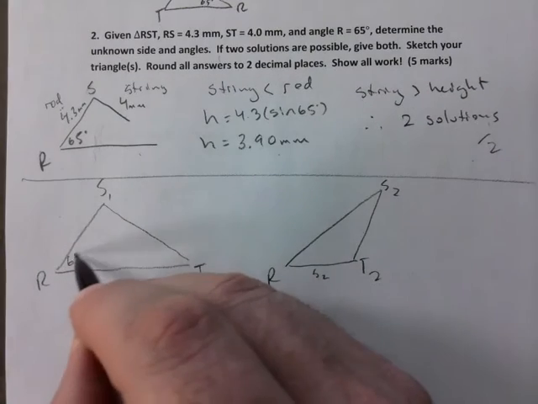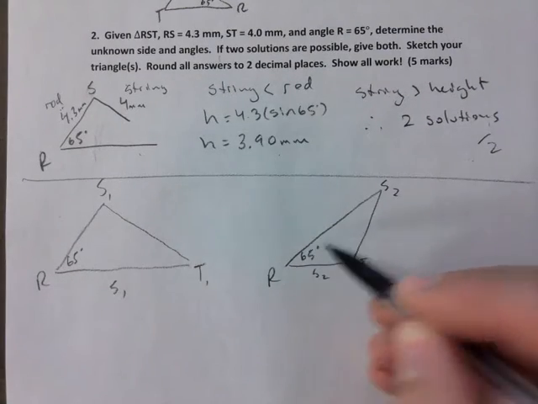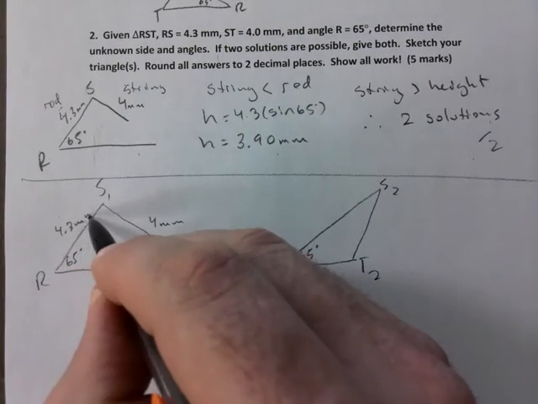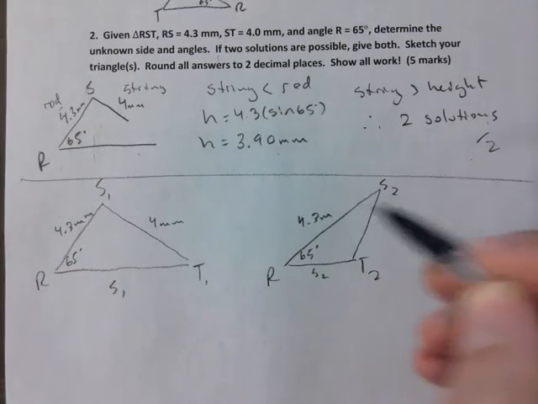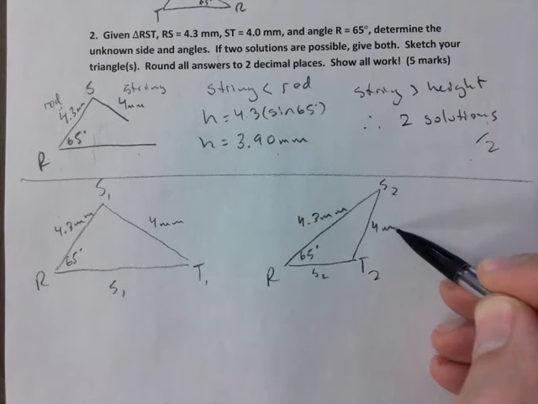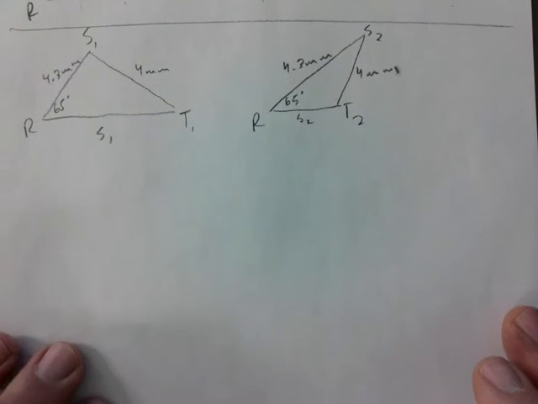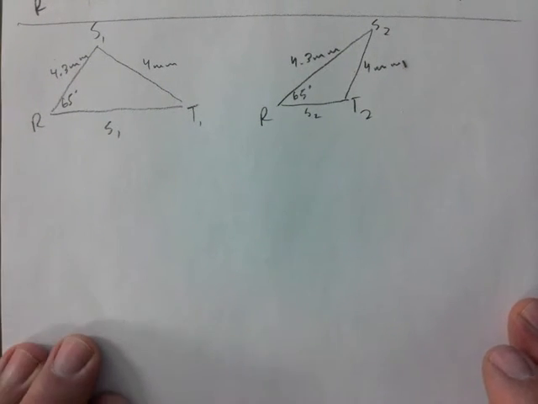And what do we know? We know 65. We know 65. We know this is 4. And we know this is 4.3. Doesn't change. And some of you are just like, I just want to know the final answer. Because I did all this, right? That's okay. Some of us still need another go at it.